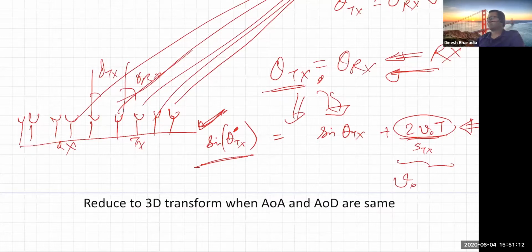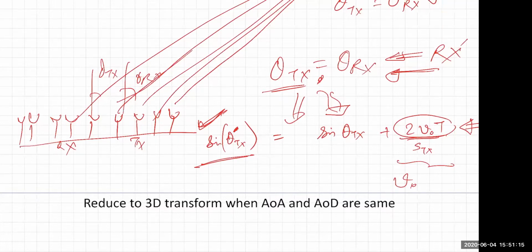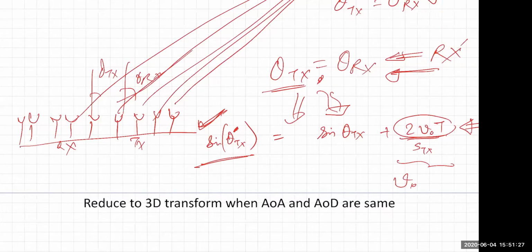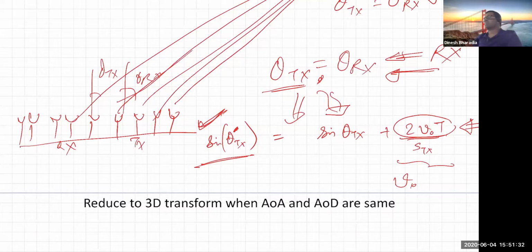Puneet? Yes. So if the transmitter and receiver are co-located, then we assume the AOD and AOA are equal. Then obviously we can reduce the equations, the number of variables. Does that make sense, Renji? Yeah. So, but what is the problem with doing this?